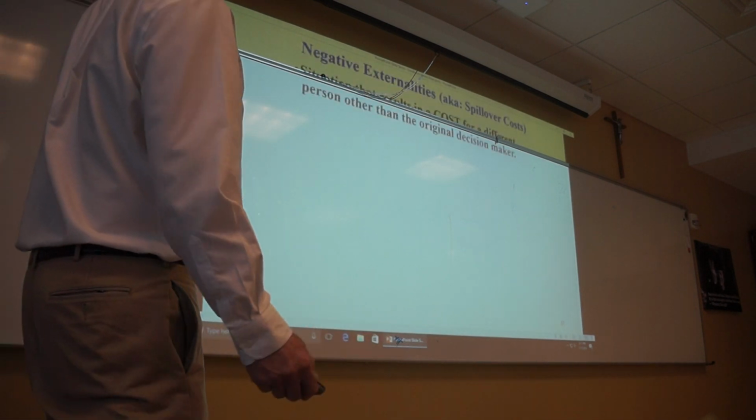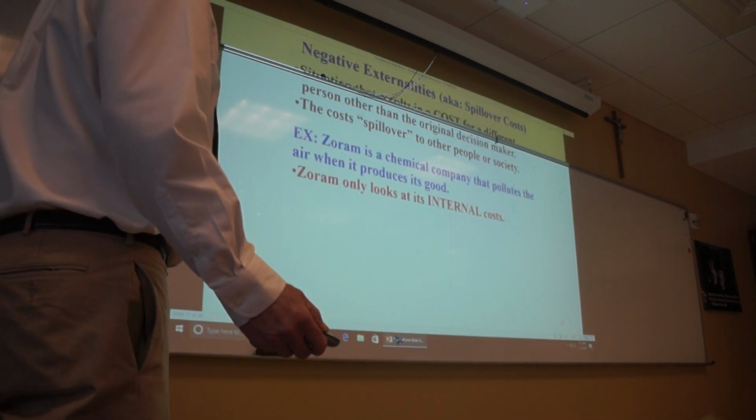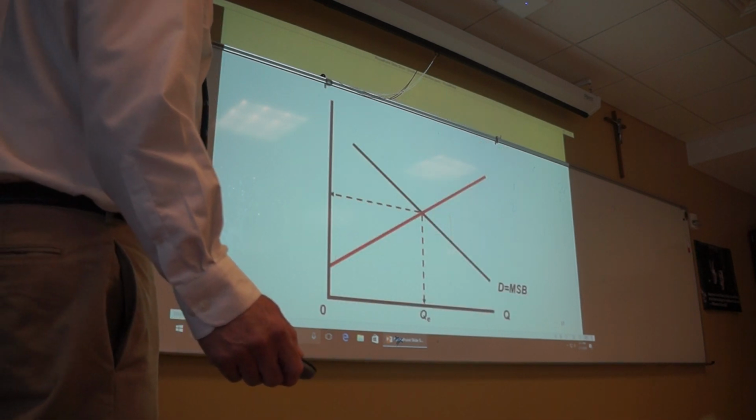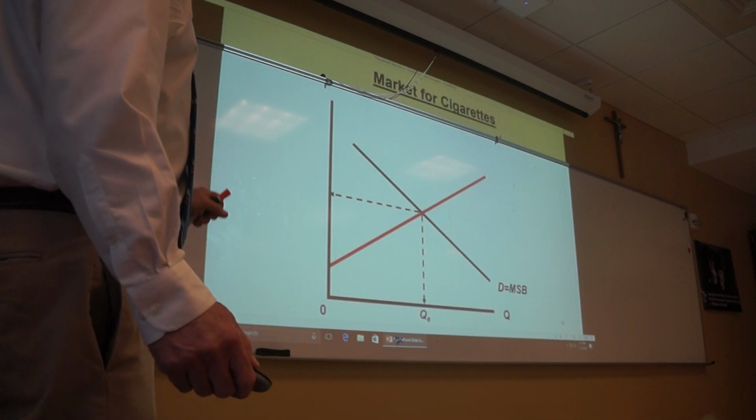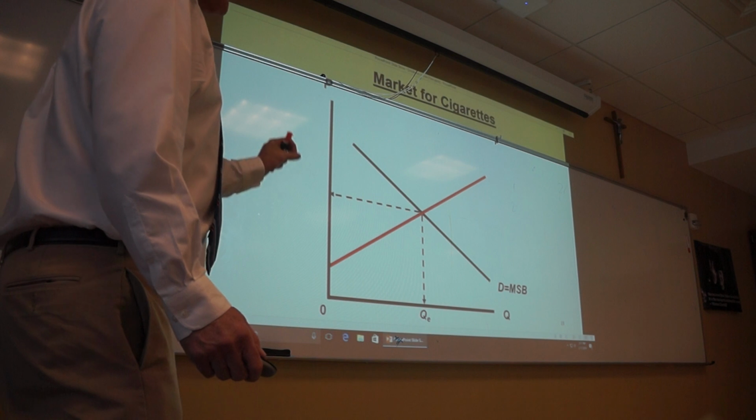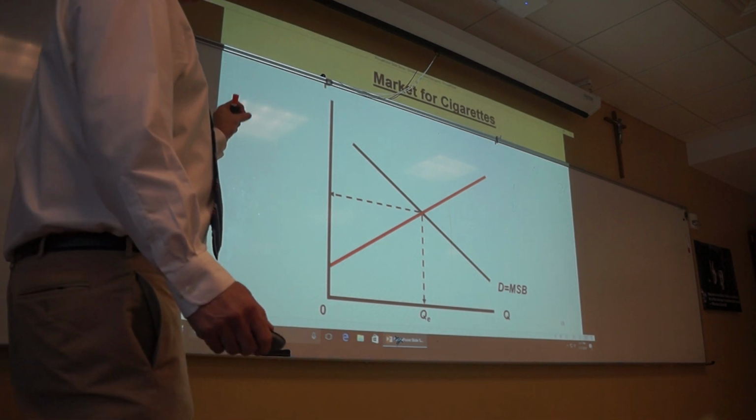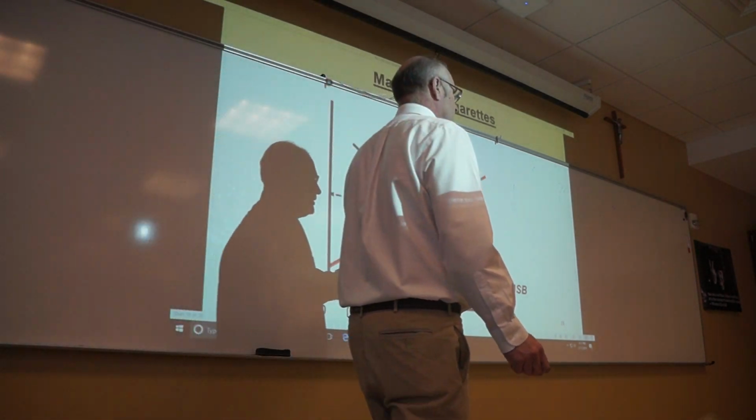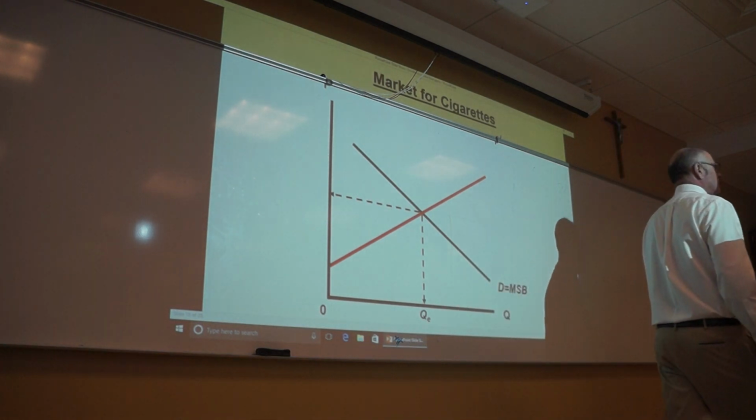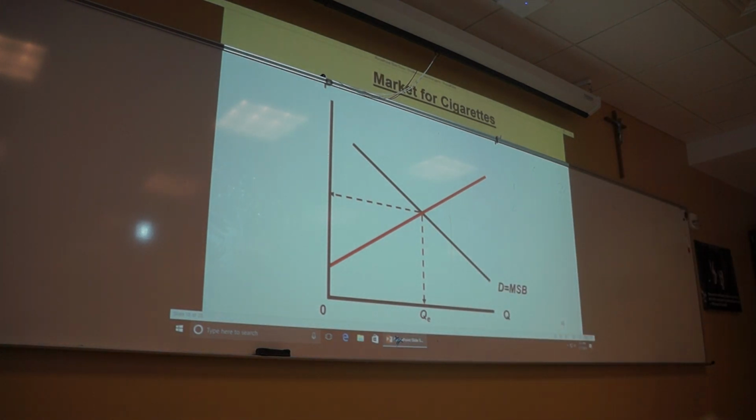All right, we got externalities. Here's what you need to know about an externality. It affects a third party, either negatively or positively, who did not participate in the transaction. So, I'm going to give you a negative first.